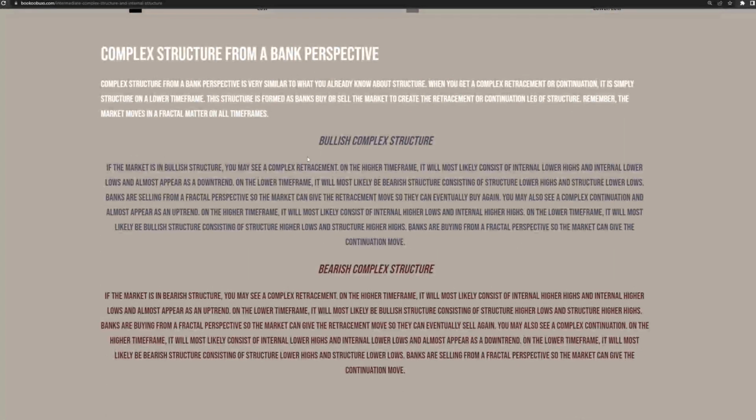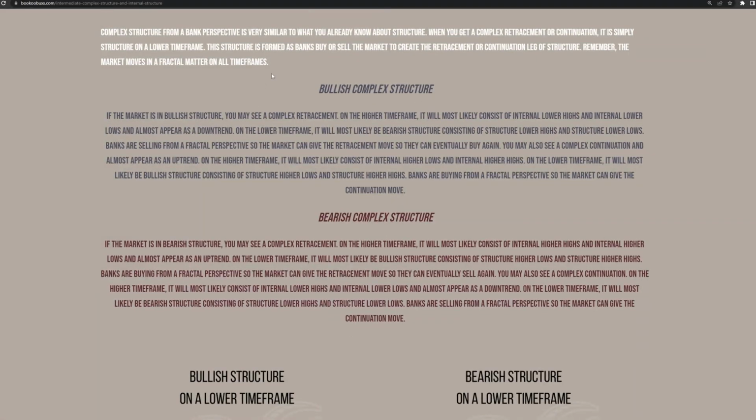Okay, so now we'll go over complex structure from a bank perspective. Complex structure from a bank perspective is very similar to what you already know about structure. When you get a complex retracement or continuation, it is simply structure on a lower time frame. This structure is formed as banks buy or sell the market to create the retracement or continuation leg of structure. Remember, the market moves in a fractal manner on all time frames. I think that should say fractal manner, not matter.